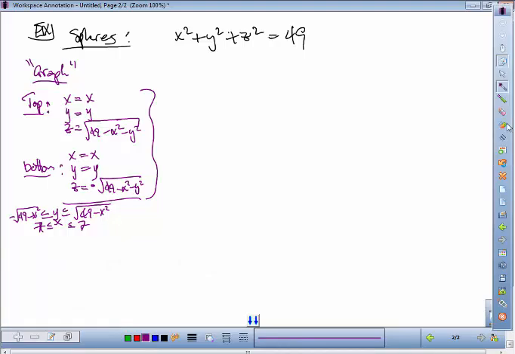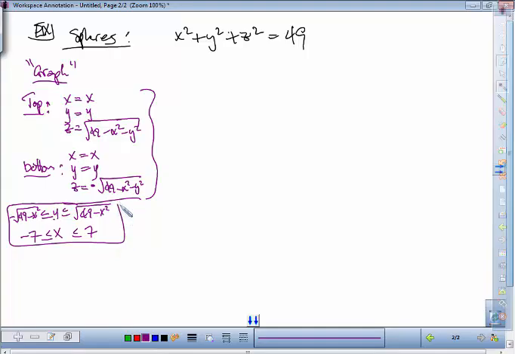-7 to 7. So the limits for this make it kind of difficult for us. And the idea behind these things is we're going to eventually put these things in integrals. So the limits will become kind of important for us.